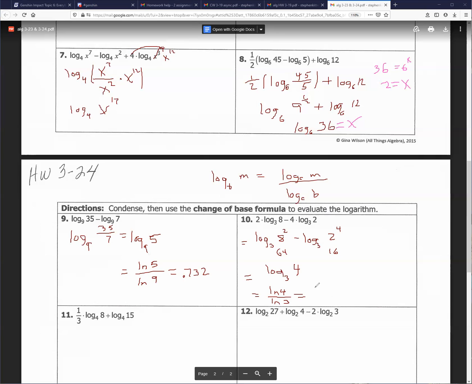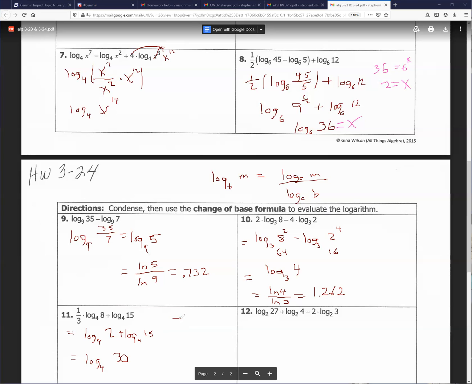But all you need to know about ln is it's a very specific logarithm. It's logarithm base this fancy number e, which is about 2.7. Okay, so 11, we'll say log base 4 of 8 to the 1/3, which is a fancy way of saying cube root of 8, which is 2, plus log base 4 of 15. So this is log base 4 of, this is the product rule, so 30.